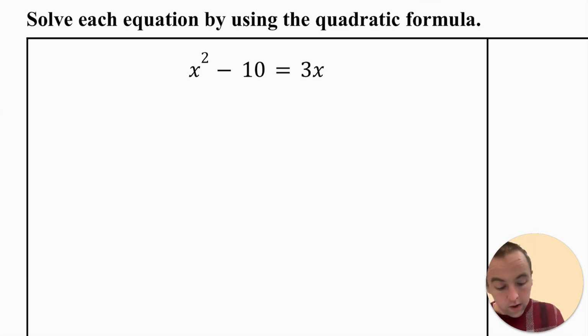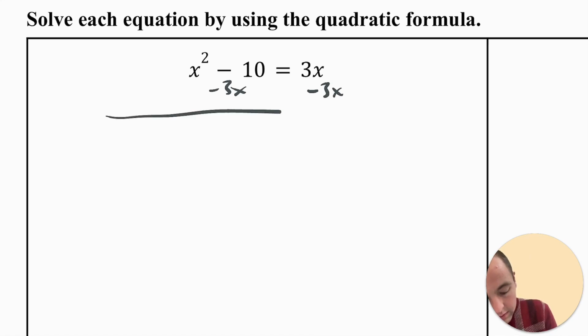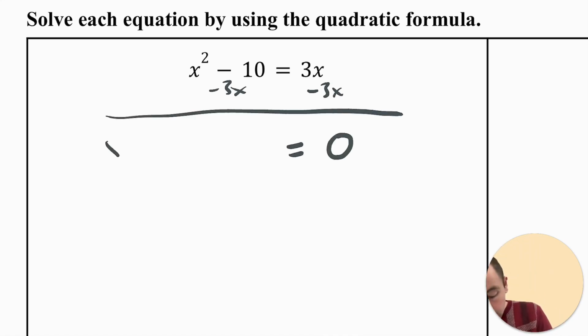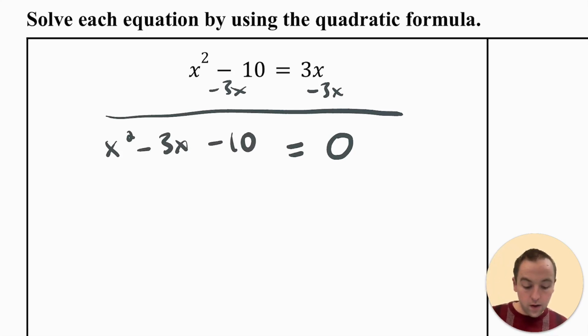So this is an equation where x squared minus 10 is equal to 3x. In order to use the quadratic formula, you really want to get a 0 on one side of the equation. So I'm going to start by subtracting 3x from both sides to accomplish that goal, because then I get a 0 on the right-hand side, and I'll have x squared minus 3x minus 10 on the left-hand side.